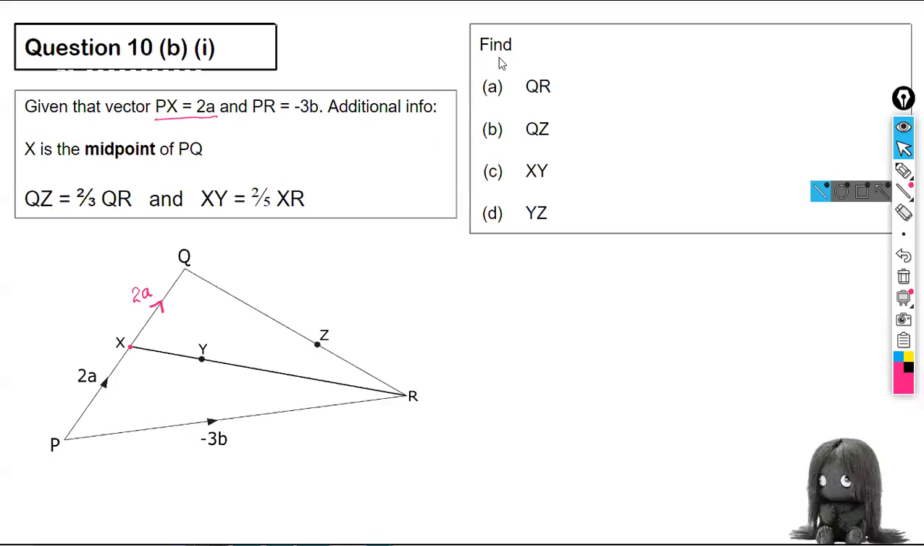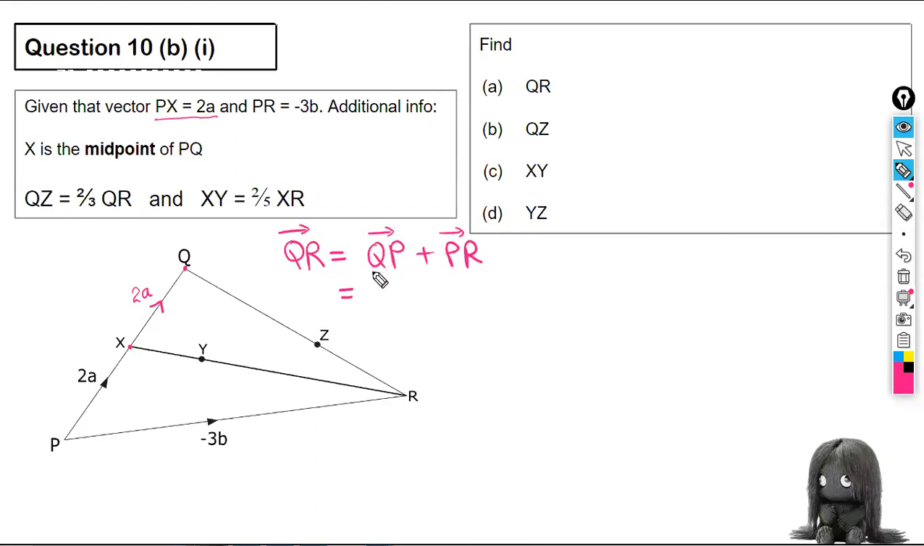QR means we're standing at Q and we want to go to R. So the plan is to go from Q to R. We have to go from Q to P and P to R. Now I have to put my little arrows on top here in the exam to get full marks in the exam.